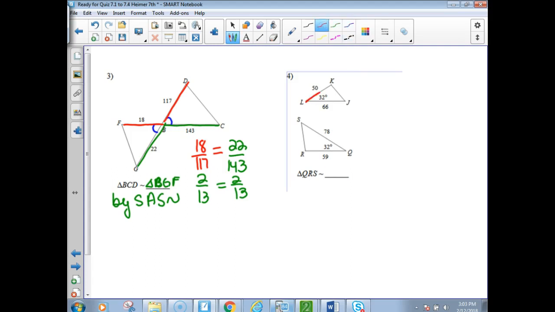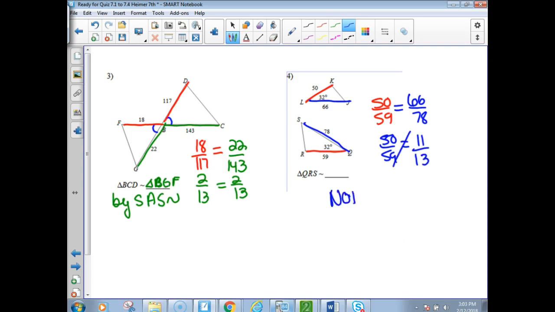So I go again, 50 over 59. And the other pair that we would compare would be 66 and 78. Are those equal? Oh, 50 over 59 does not reduce. 66 over 78 does, but it sure doesn't reduce to 50 over 59. What do you get? Oh, wait, I think they're both divisible by 6. So is that 11 over 13? And those aren't equal, so not similar.